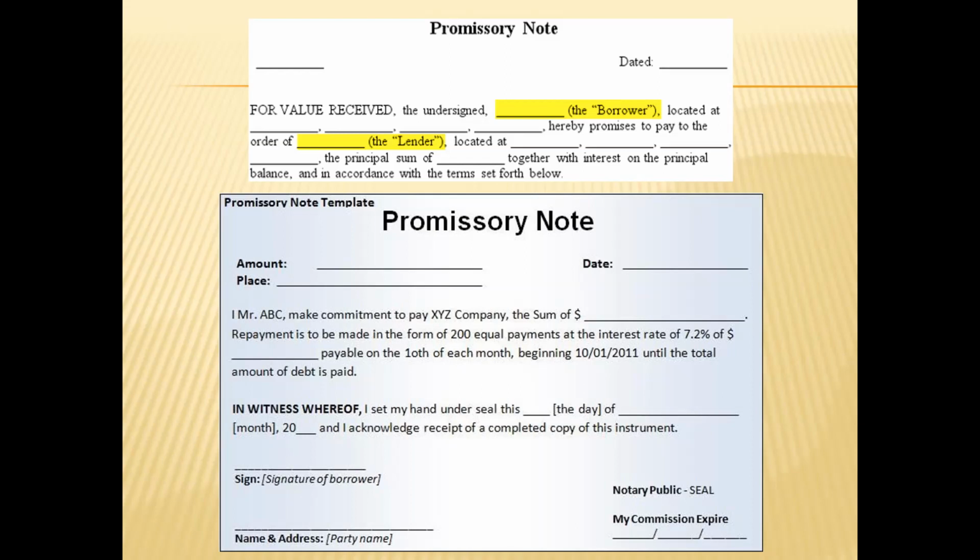Okay, so here it is. It says repayment is to be made in the form of 200 equal payments at the interest rate of 7.2% of X amount of dollars payable on the 10th of each month, beginning such and such until total amount of debt is paid. And it says, in witness hereof, I set my hand and seal this, whatever day of whatever month or year, and I acknowledge receipt of a completed copy of this instrument. So the borrower will sign, and the printed name and address. They have their notary seal.